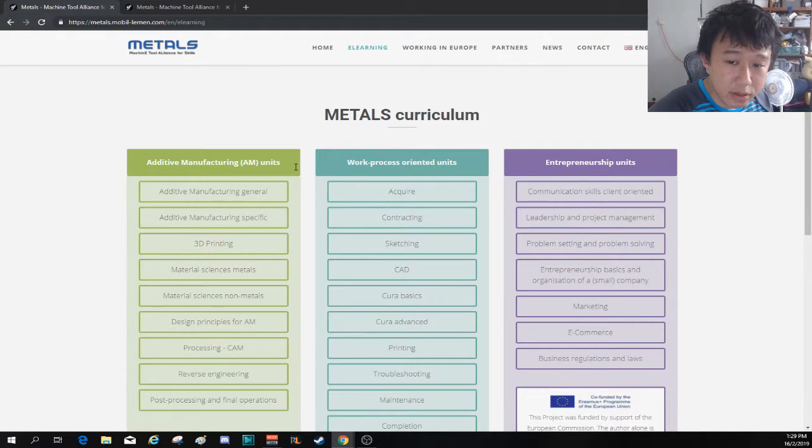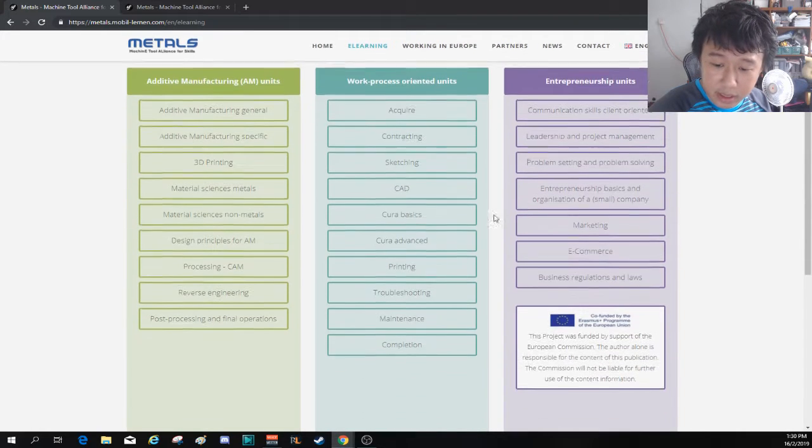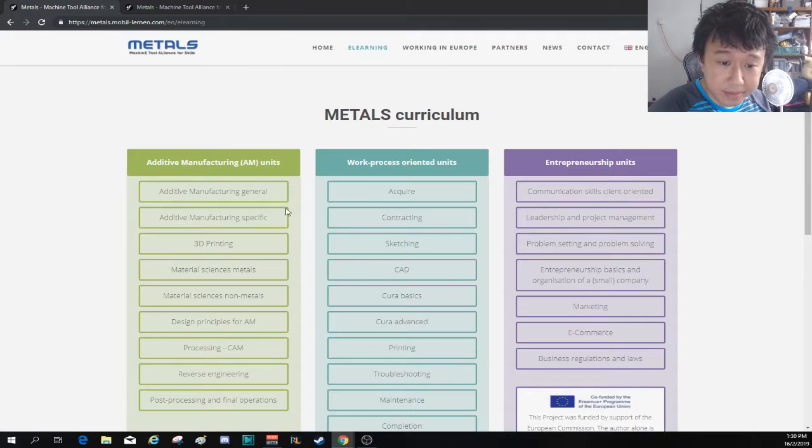So let us take a look at their metals curriculum for additive manufacturing. You can see that there are three main categories in this course. There's additive manufacturing units, work process oriented units, and entrepreneurship units. So I think it's going to be quite interesting. So let's just start with the first lesson. Most likely it's additive manufacturing general. So let's take a look at it.